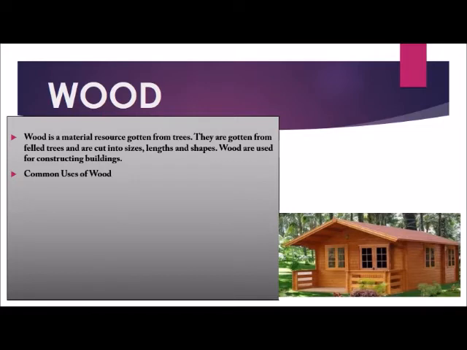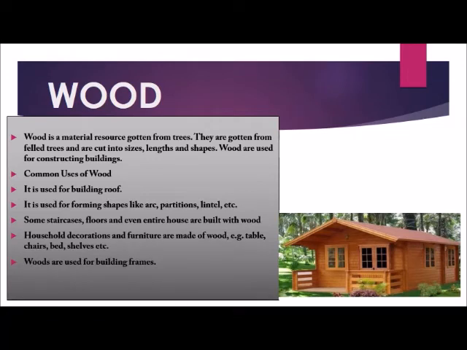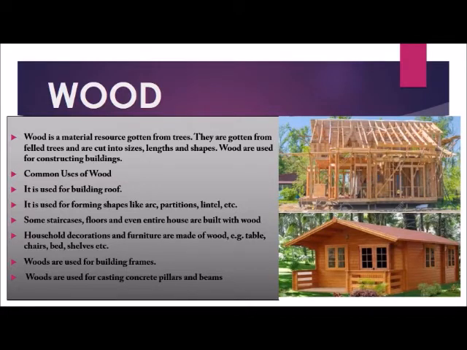Common uses of wood: 1. It is used for building roofs. 2. It is used for forming shapes like arches, partitions, lintels, etc. 3. Some staircases, floors, and even entire houses are built with wood. 4. Household decorations and furniture are made of wood, e.g. tables, chairs, beds, shelves, etc. 5. Wood is used for building frames. 6. Wood is used for casting concrete pillars and beams. On the right-hand side displayed on your screen is an example of a house that was built with wood.